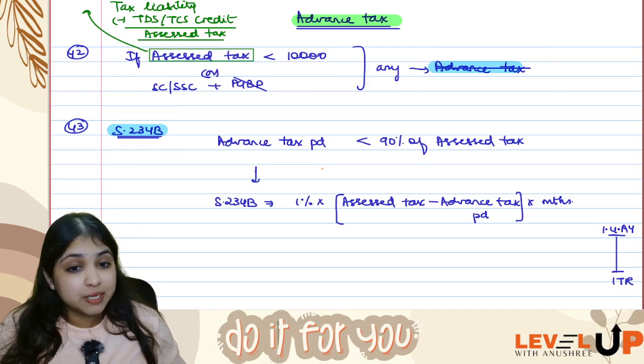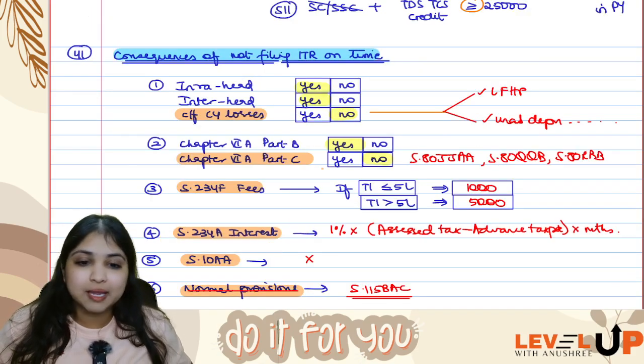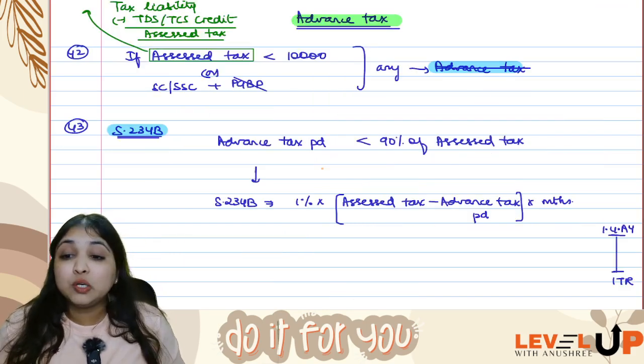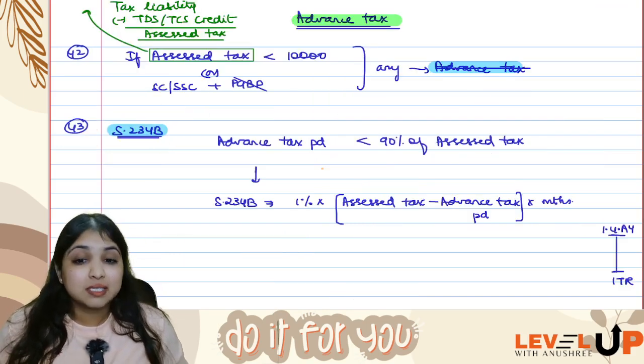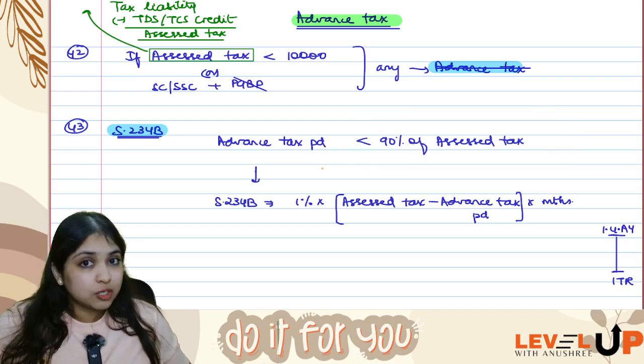Then 234B, when will 234B interest apply? See, when will 234A interest apply? If assessee files ITR late. When will 234B interest apply? If assessee has paid advance tax even less than 90% of assessed tax. Then only 234B will apply.